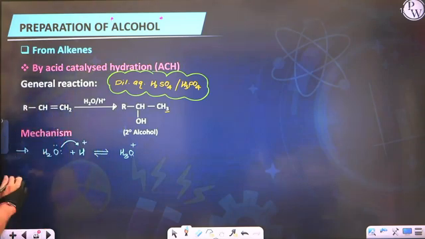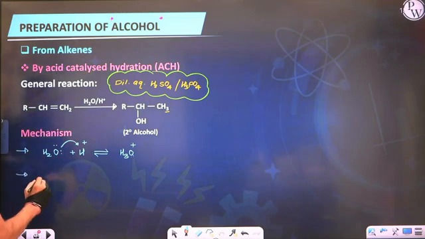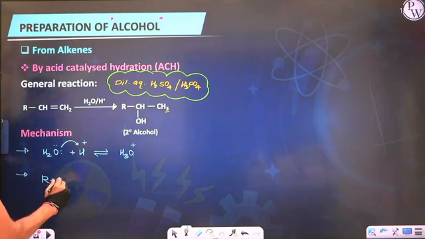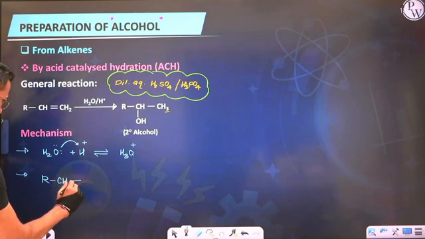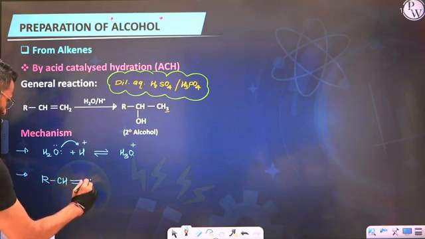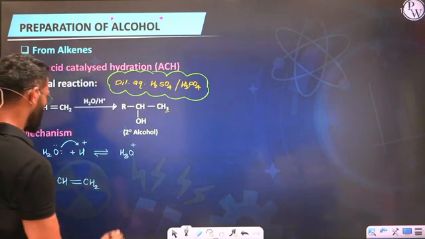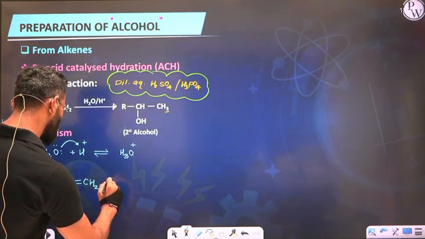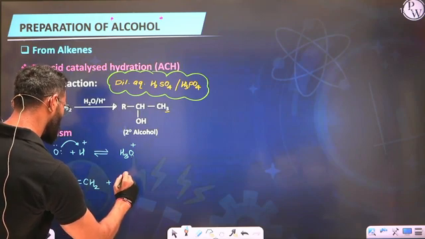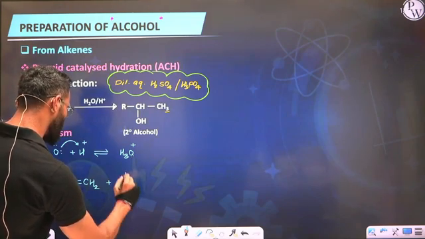So in the next step, I'm taking the alkene here, R CH double bond CH2, and this is brought in contact with hydronium ion. I'm precisely mentioning hydronium ion.